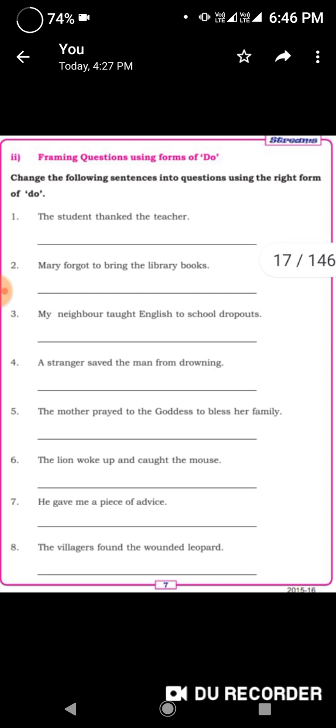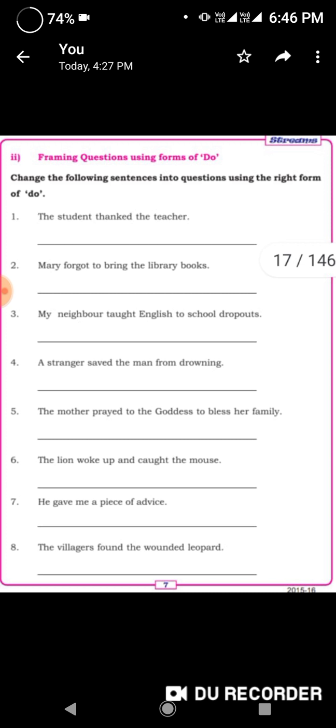Does he play hockey? Here, the main verb is plays, which is in the present tense. The subject is he, which is singular. So, does should be used. So, the question is, does he play hockey?